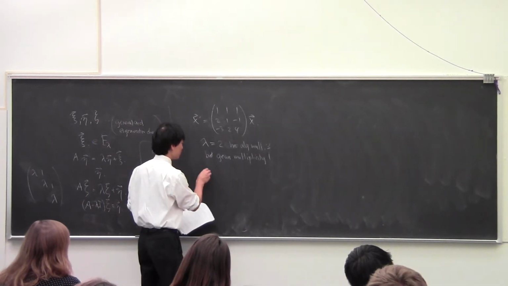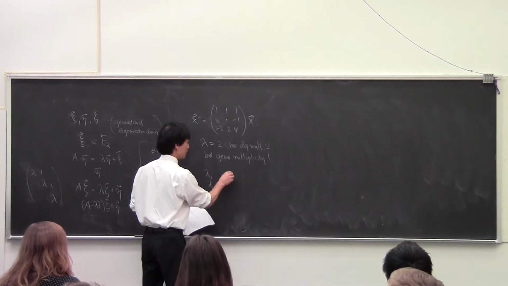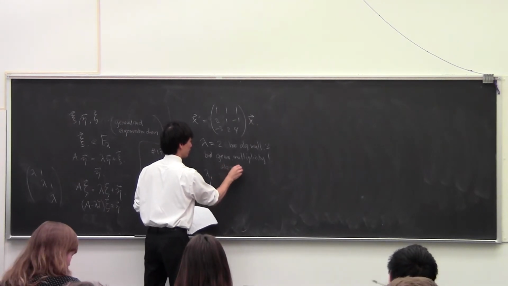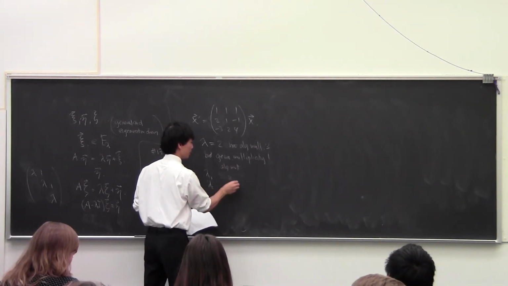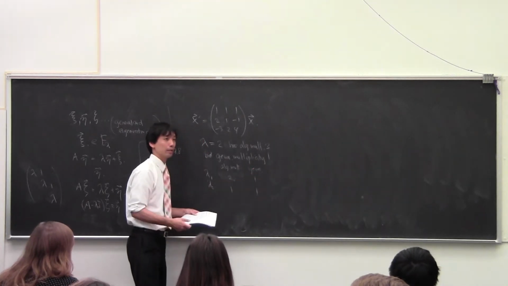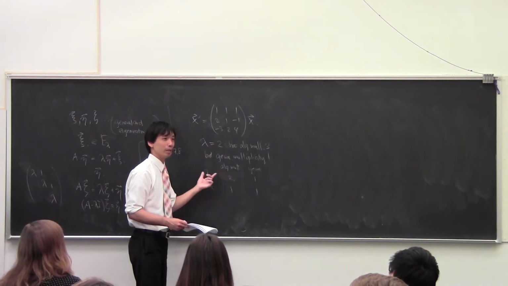So suppose you've got 2 guys. This guy has algebraic multiplicity 2, this guy has algebraic multiplicity 1, and maybe this guy has geometric multiplicity 1. Right? That's what you're saying. In that case, we're basically back in the case that we had before.